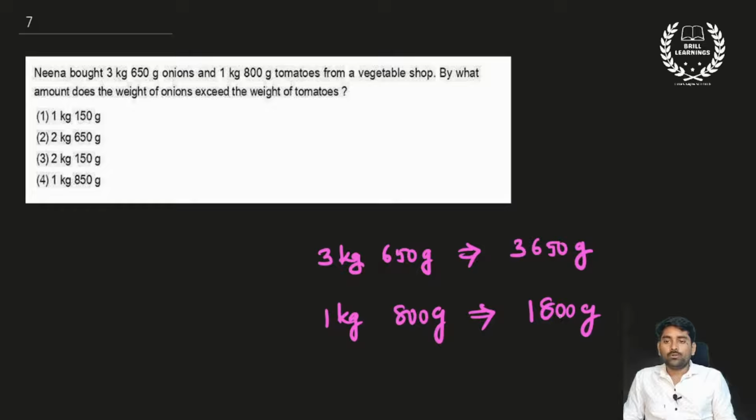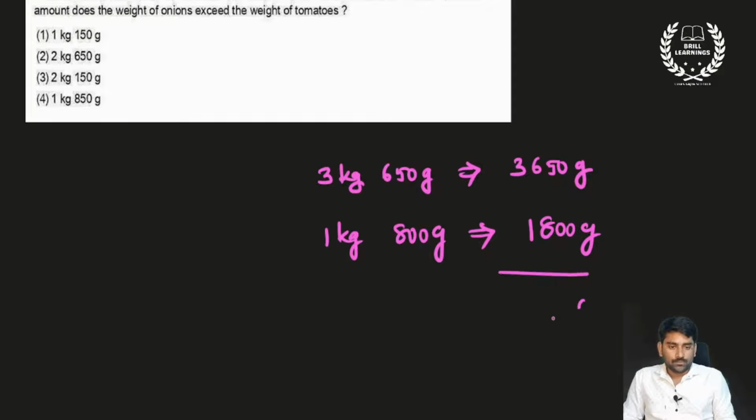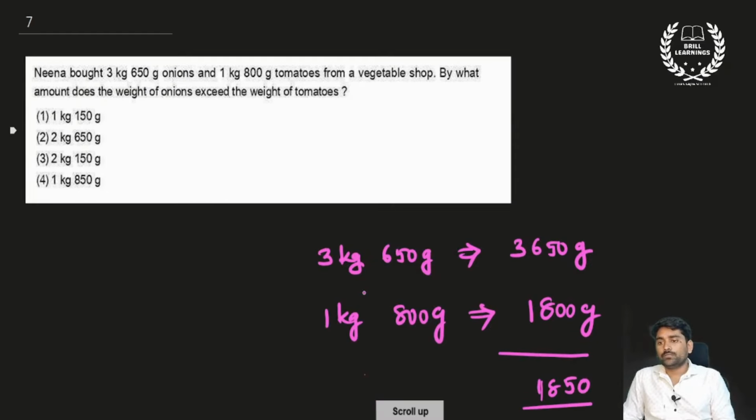By what amount does the weight of onions exceed the weight of tomatoes? Take the difference: 0.5 and 1.8 gives 1.850. That means 1 kg 850 grams. The fourth one is the right answer. Let's move on to the next question.